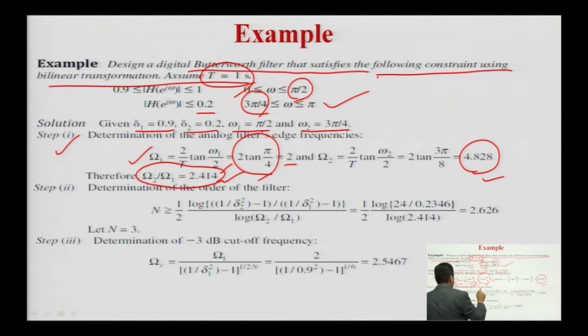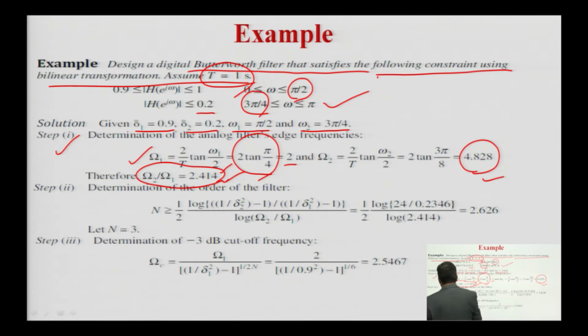Why am I taking the ratio? Because I require this ratio in the formula of capital N whenever I calculate the order of the filter. That is why I am calculating here. So, here your ohm 2 upon ohm 1 is equal to this one.